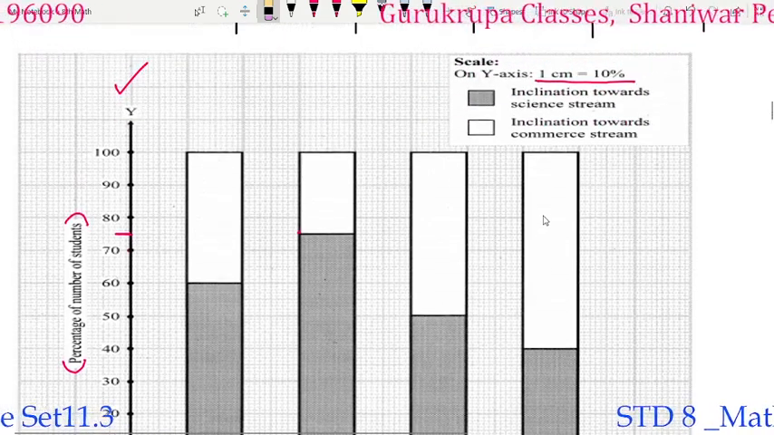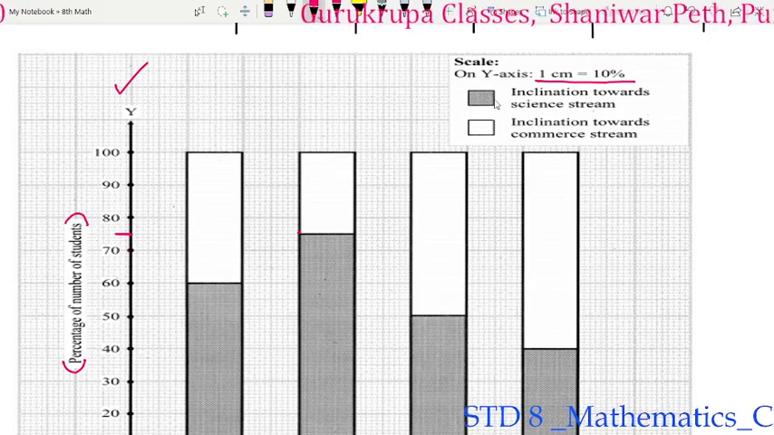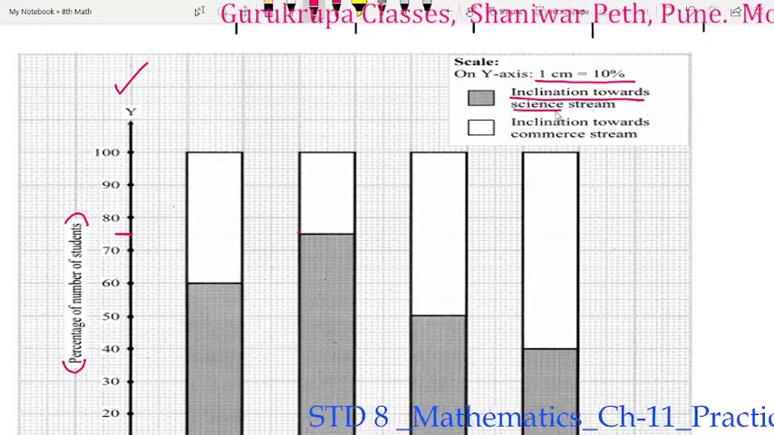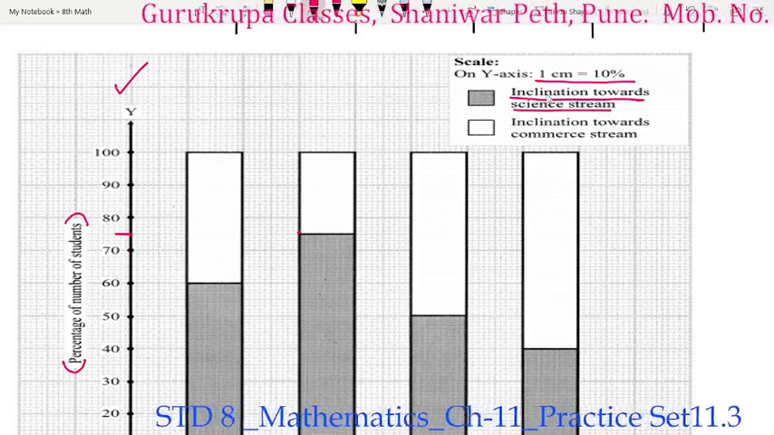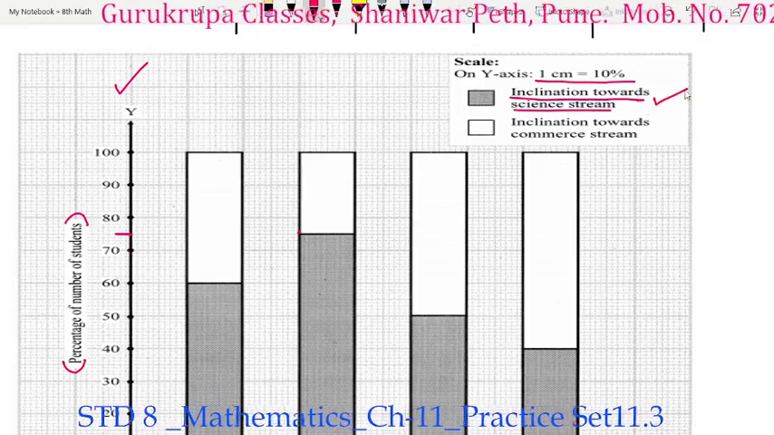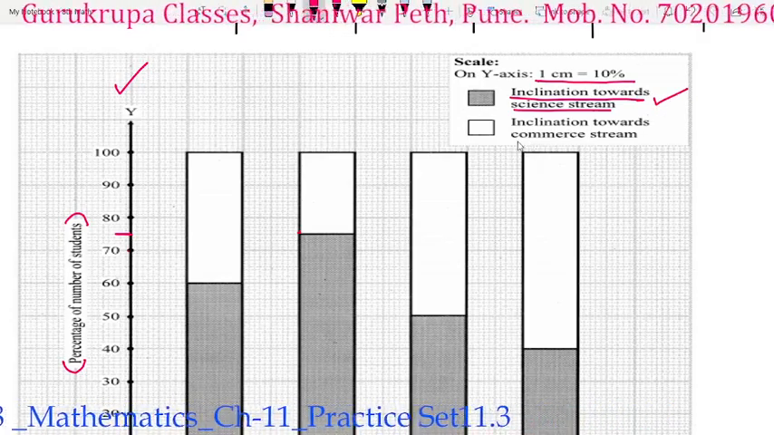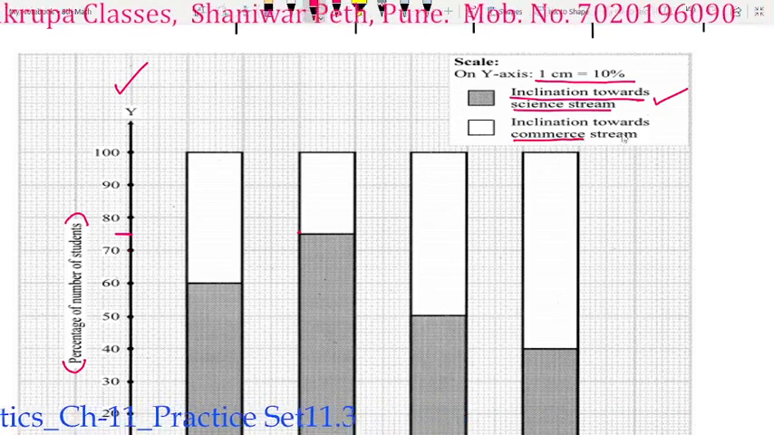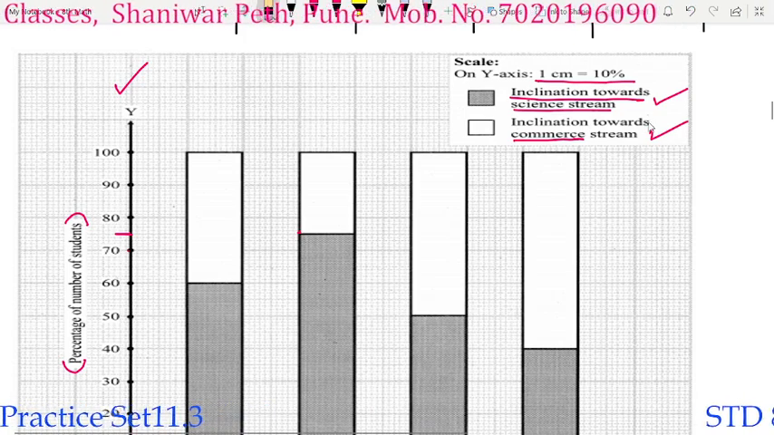Now color coding: the third part is the percentage of the students' inclination towards science stream, and the second part is the second type of students who say that they have inclination towards the commerce. This color coding is also important.